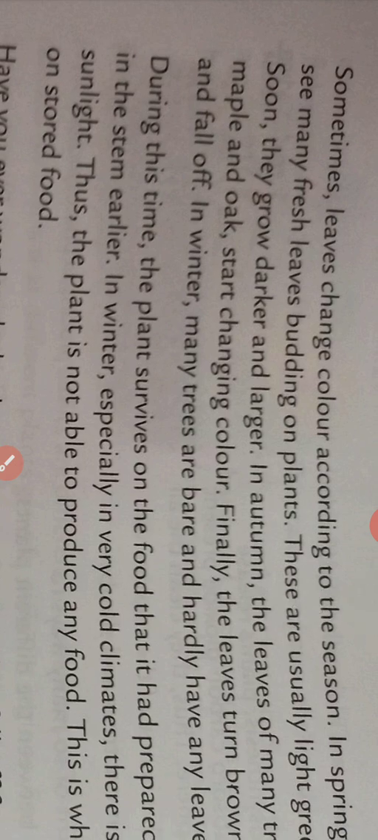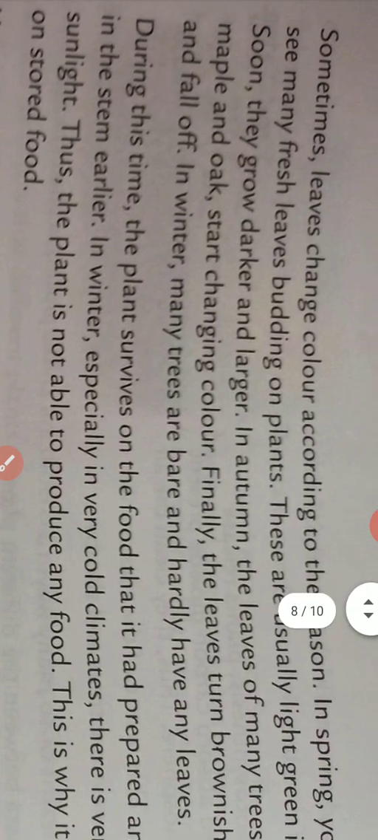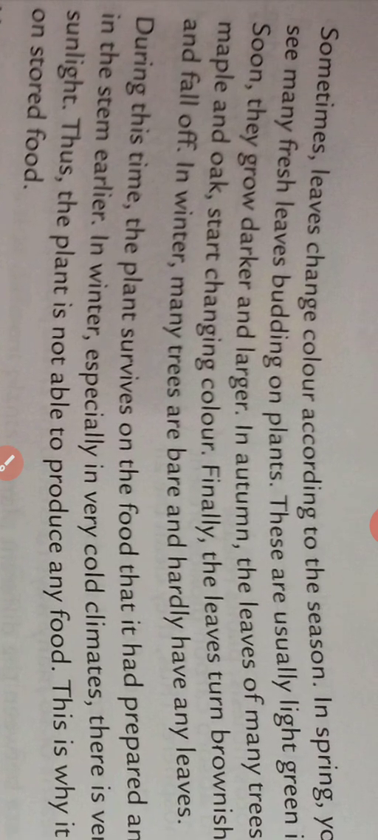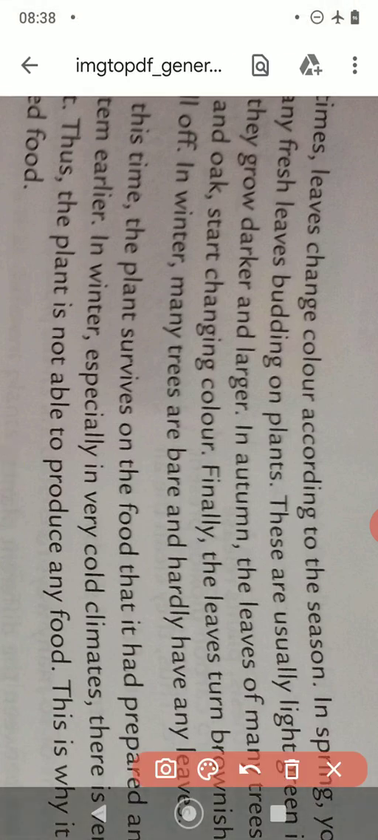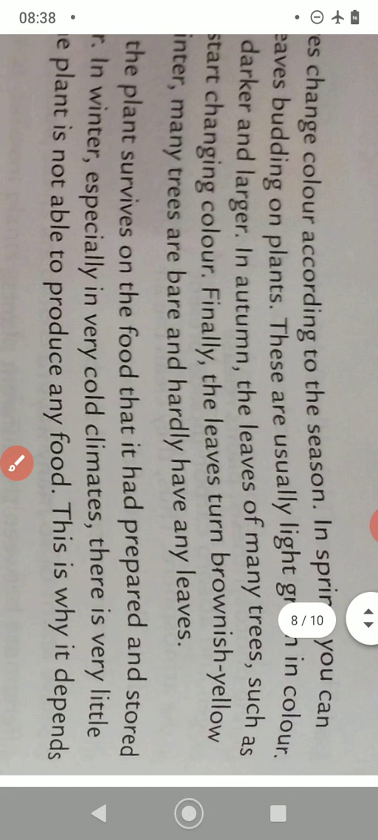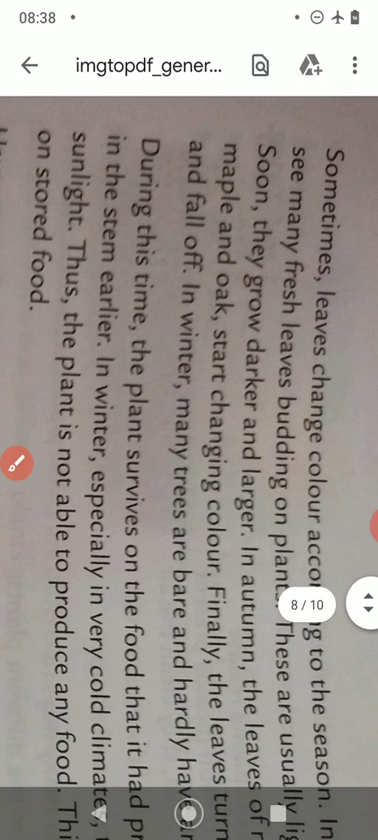Sometimes leaves change color according to the season. In spring, you see many fresh leaves budding on plants. And what is the color of the fresh leaves? They are usually light green in color. Soon they grow darker and larger.